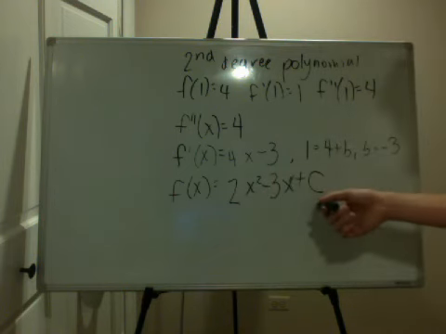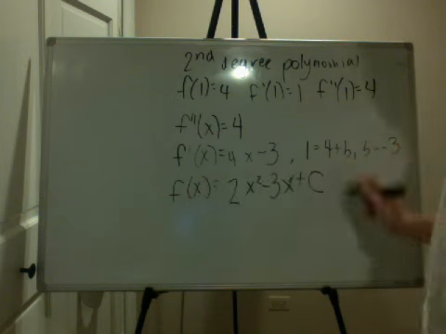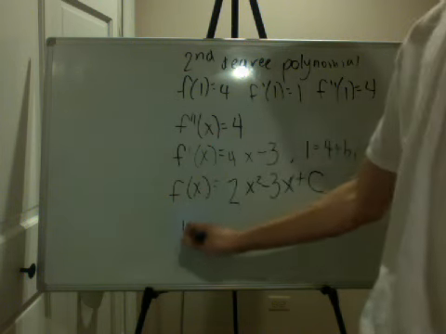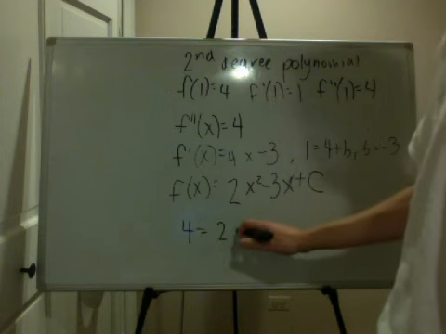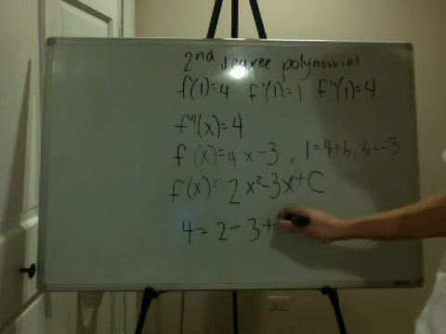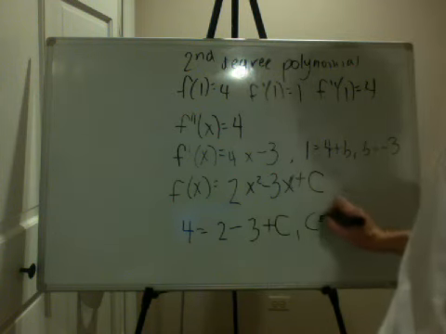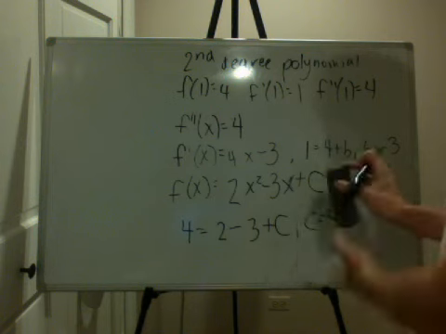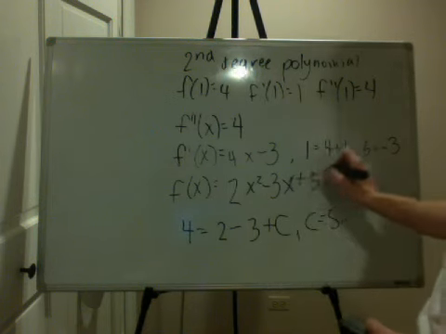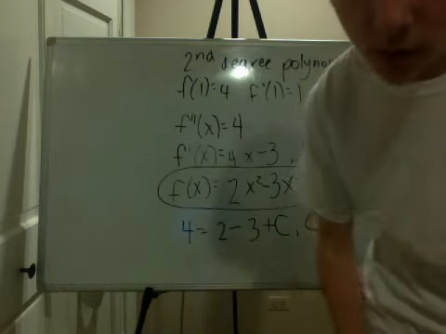So now we have this last one, which we need to solve for, and then we'll have our answer, because we just want to know what this is. Well, we know that f of 1 equals 4, so 4 equals 2 times 1 squared, which is 1, minus 3 times 1, which is just 3, plus c. C equals 5. So therefore, our final answer is 2x squared minus 3x plus 5. I very much hope that you understand that.